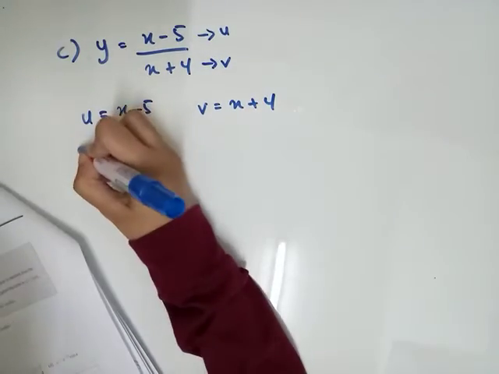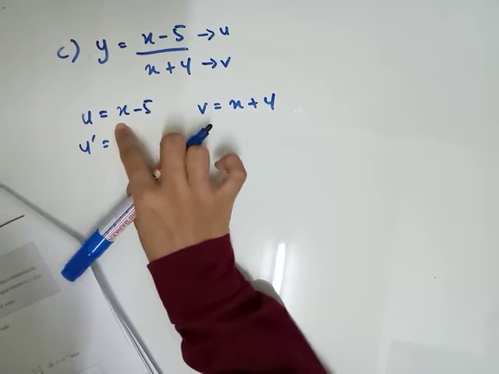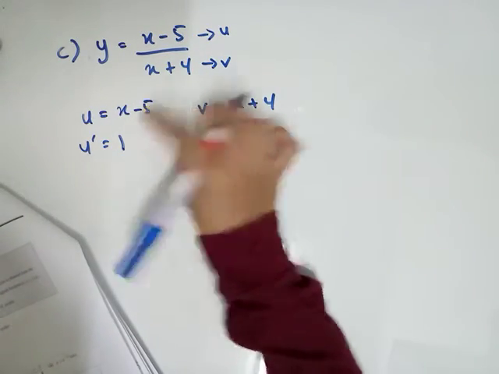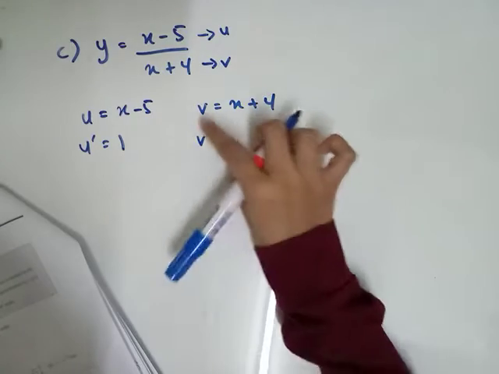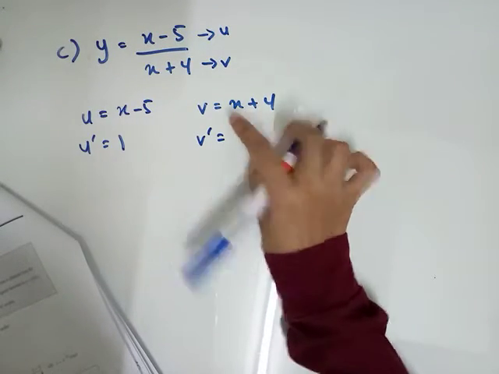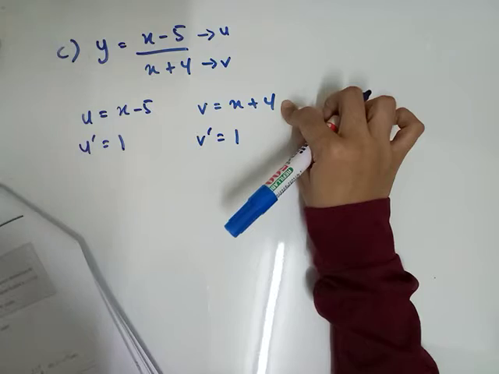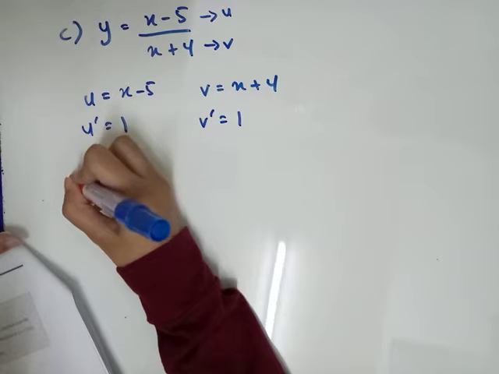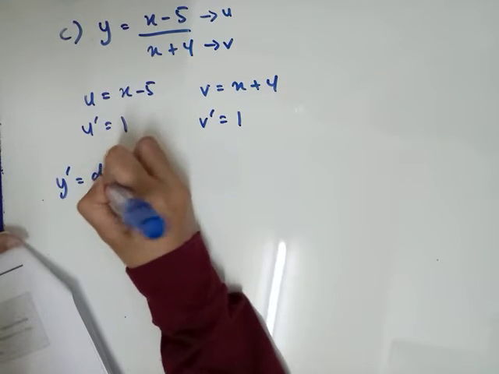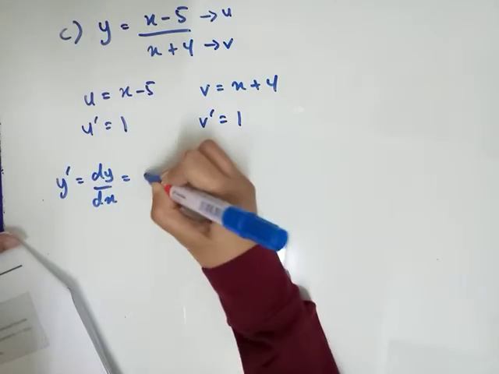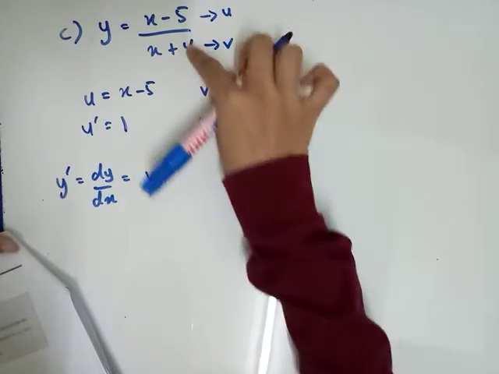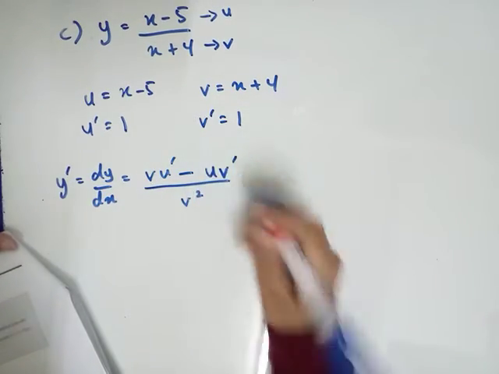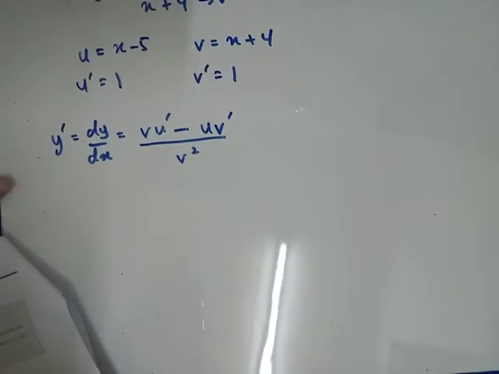Then differentiate. Differentiate u, u prime, with respect to x. Differentiate x, we get 1. Differentiate negative 5, you get 0. And then v prime: differentiate x, we get 1, differentiate 4, we get 0. And then use the division rule formula. y prime, dy dx, equals v u prime, and because it is the division rule, you have to minus u v prime, divided by v squared. Do you still remember the formula?